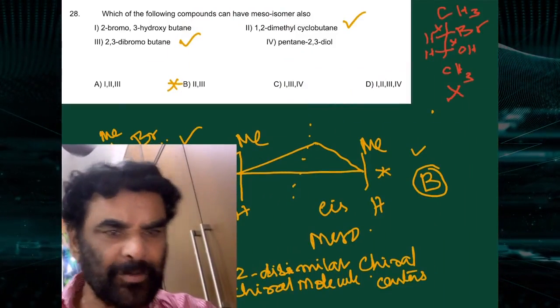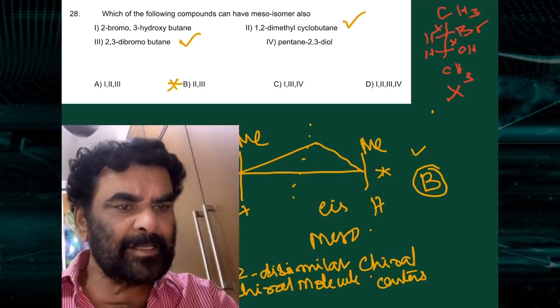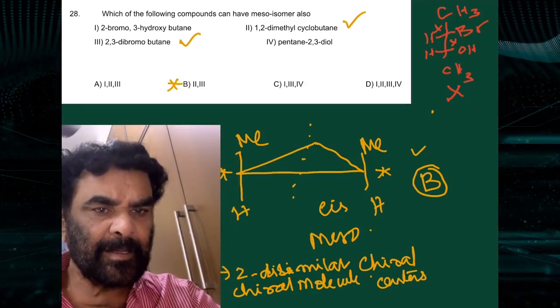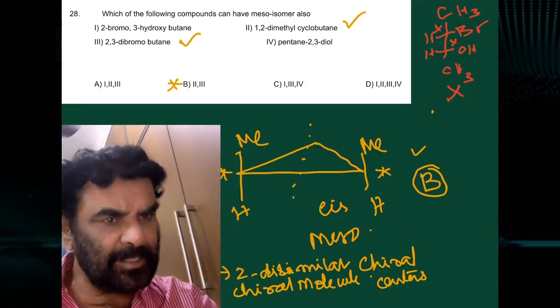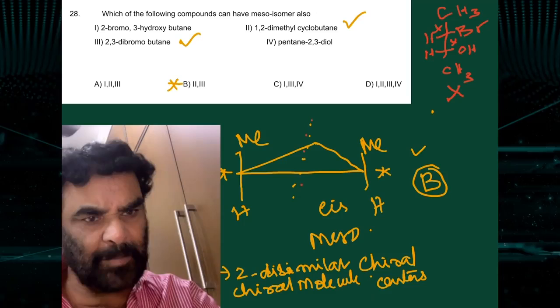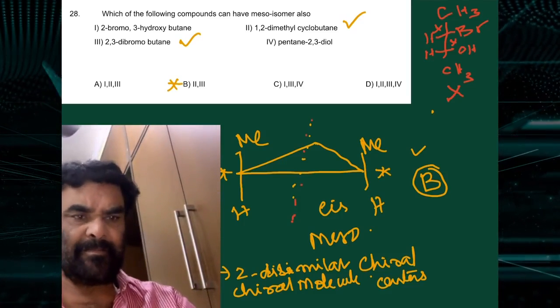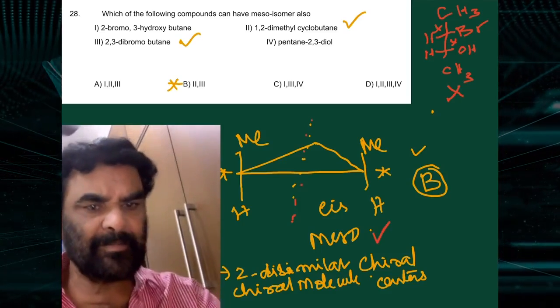The other one is 2,3-dimethyl cyclobutane. You see, in the 2,3-dimethyl cyclobutane system, it can have the cis and trans. There are two chiral centers. The cis form has a plane of symmetry. Therefore, it is possible here. It is a meso compound.